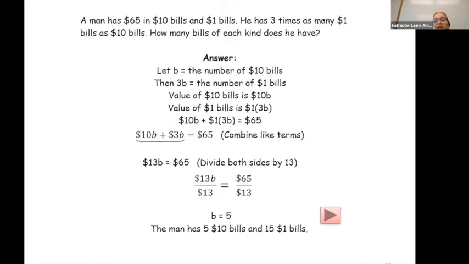So supposing we let B stand for the number of $10 bills, sort of a good choice, B for bills, okay? 3B then would be the number of $1 bills, because we're told he has 3 times as many $1 bills as $10 bills. Now, what's the value of this money? Well, the value of B $10 bills is 10B dollars. And the value of 3B $1 bills is 3B times 1. So total value is 10B plus 3B, and that makes up our complete value for all the money put together.